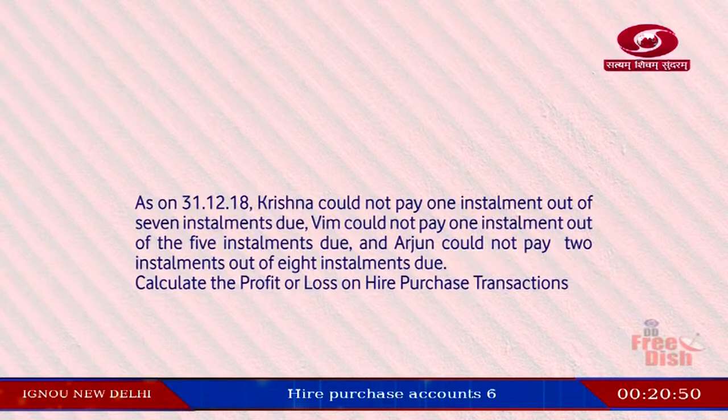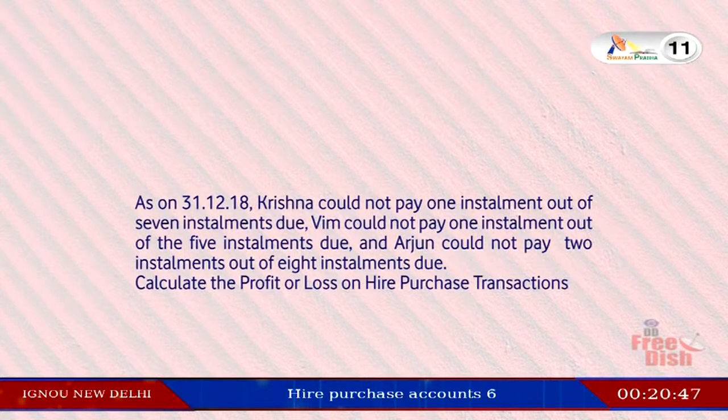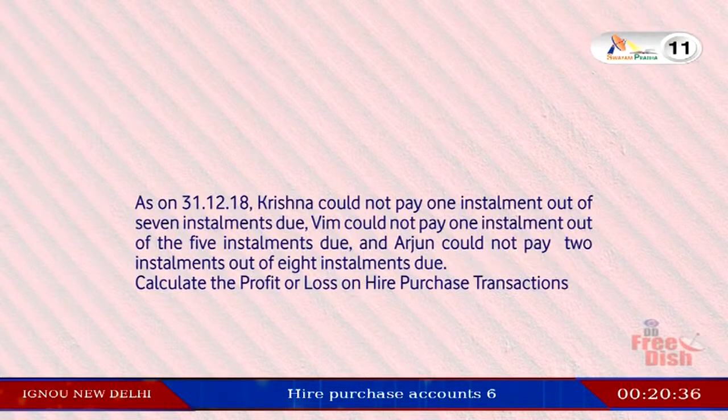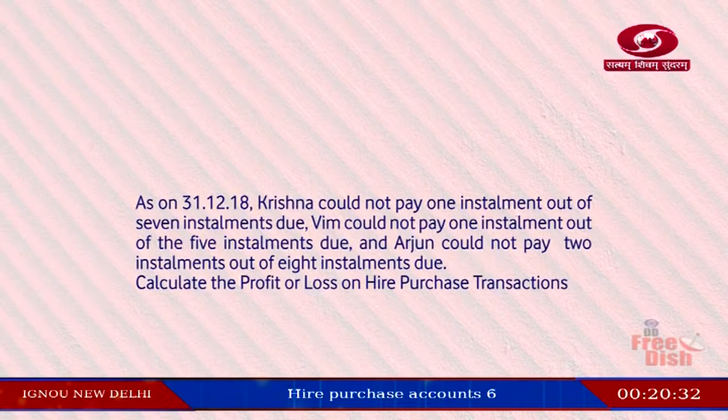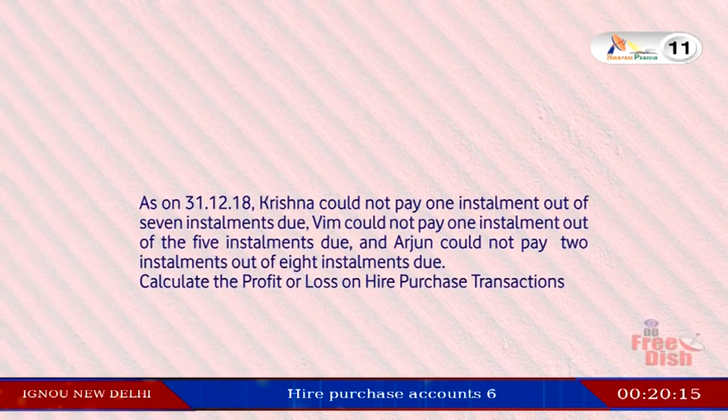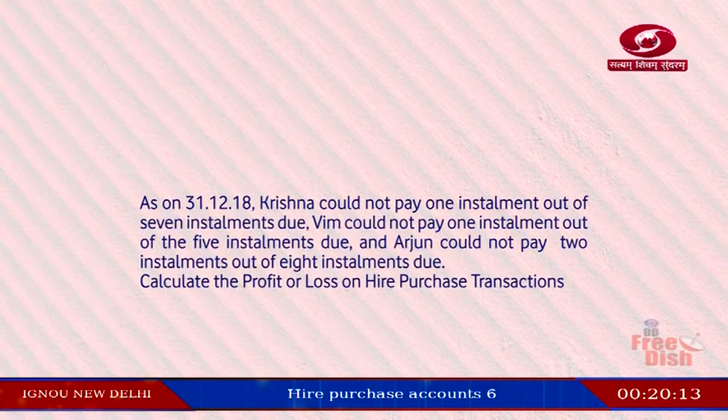Vim could not pay one installment out of the 5 installments due. So out of 5, he could not pay one installment. It means he paid 4 installments of 100 each. It means he paid 400 rupees. And Arjun could not pay 2 installments out of 8 installments. So he paid 6 installments, which means 1,200 rupees. Calculate the profit or loss on the hire purchase transaction.